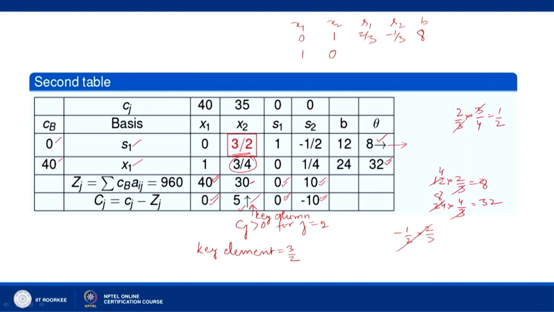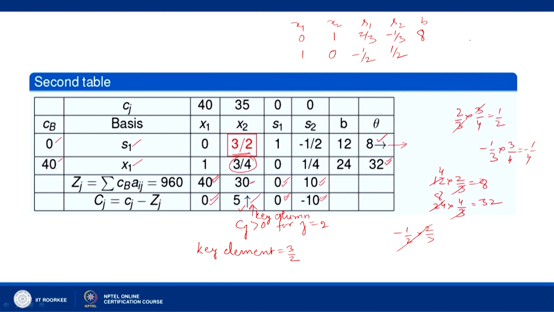So, we multiplied by 3 by 4 and subtract from 0. So, 0 minus 1 by 2, we get minus half. And we multiply it by 3 by 4. So, minus 1 by 3 into 3 by 4, we get minus 1 by 4. So, after multiplying by 3 by 4 to this row, we subtract from the second row. So, 1 by 4 plus 1 by 4, 1 by 2 we will get here.